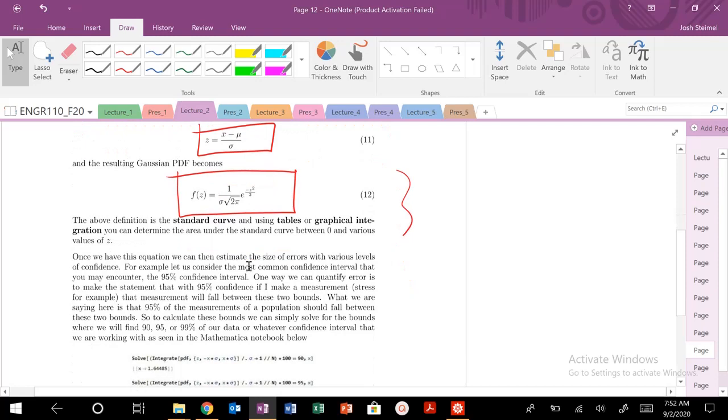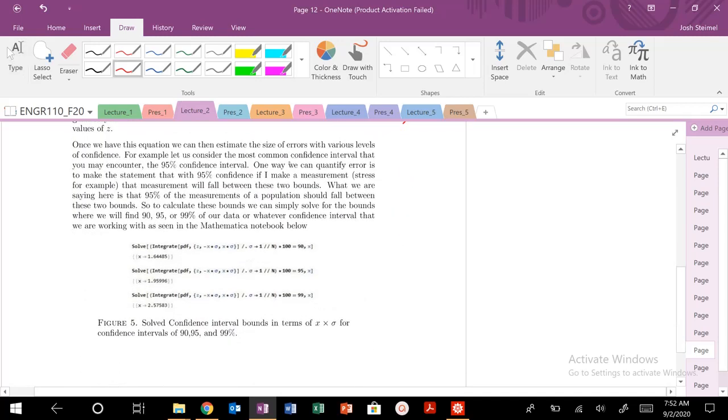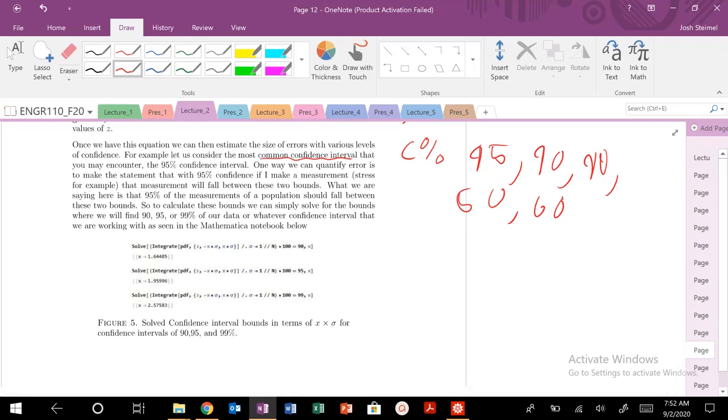Now we've been talking a lot and mentioning briefly this idea of confidence intervals. We said typically we're working with confidence intervals of 95%, it could be 90, it could be 99, it could be 50, 60, et cetera. One way to think about confidence intervals is that if I make a measurement, I'm 95% confident that it's going to fall between bounds of x1 and x2, just like we saw in our probability distribution.